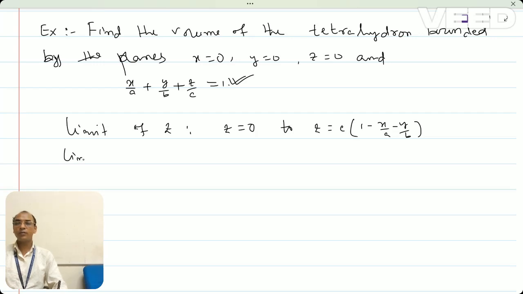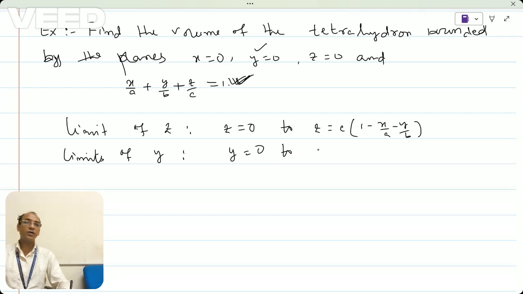And limits of y. When I am finding the limit of y, already the lower limit is given, y equal to 0, and the upper limit I can obtain by taking z equal to 0 in the equation of the plane. If z equal to 0, it means x by a plus y by b equal to 1, and from there I will find the value of y. The value of y is nothing but b into 1 minus x by a.